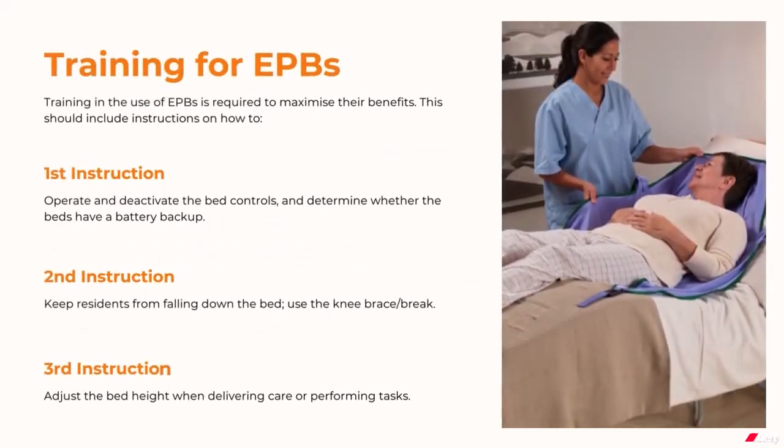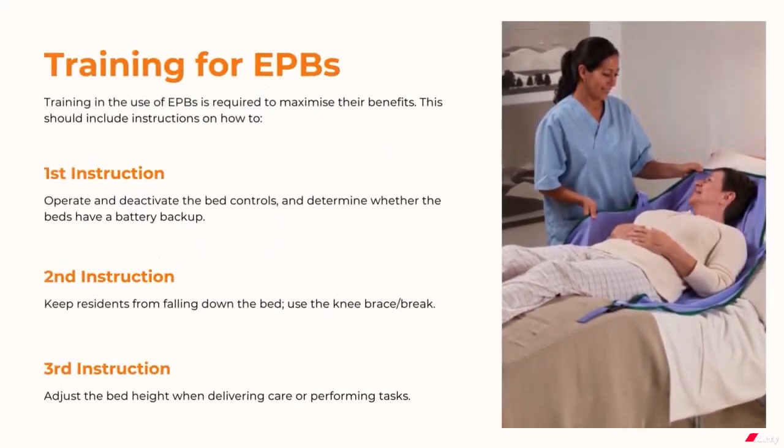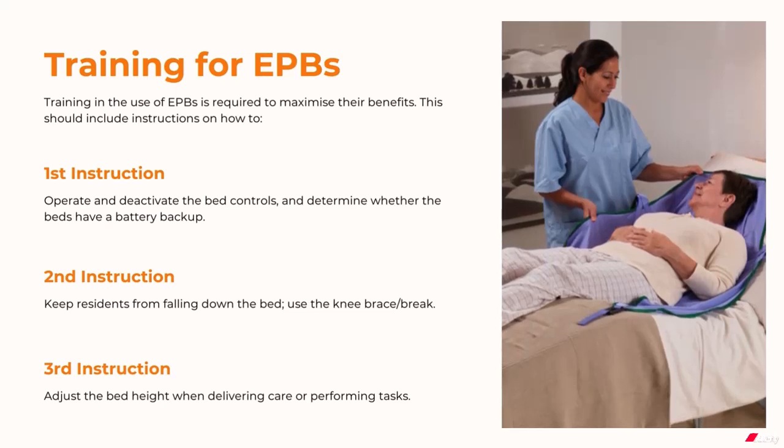Training for EPBs. Training in the use of EPBs is required to maximize their benefits. These should include instructions on how to: First, operate and deactivate the bed controls and determine whether the beds have a battery backup. Second, keep residents from falling down the bed. Use the knee brace or brake. Third, adjust the bed height when delivering care or performing tasks.